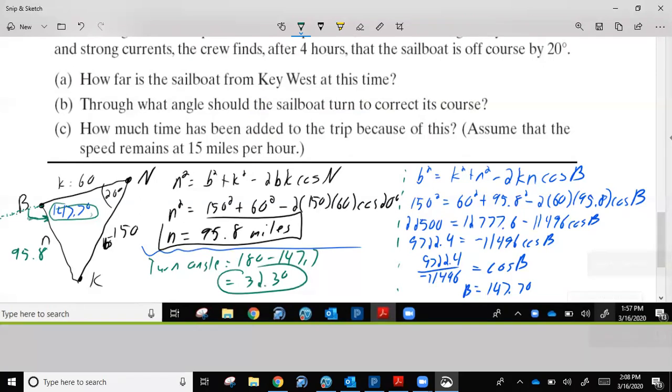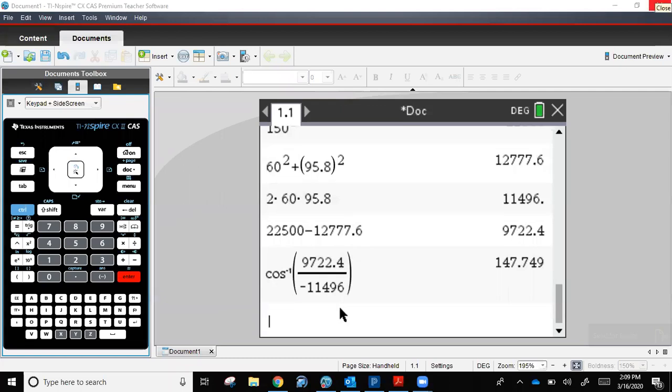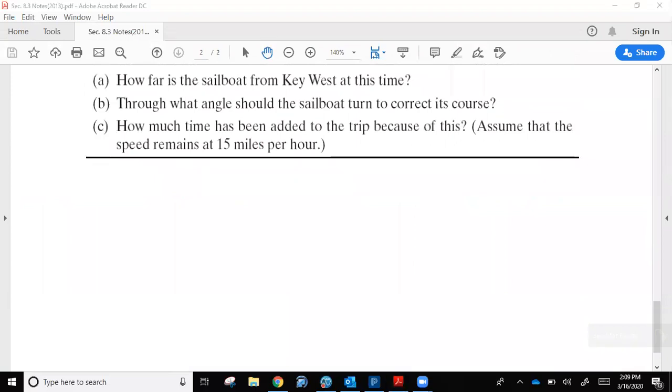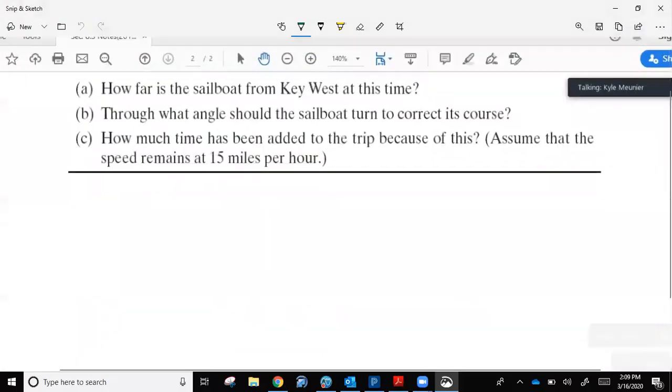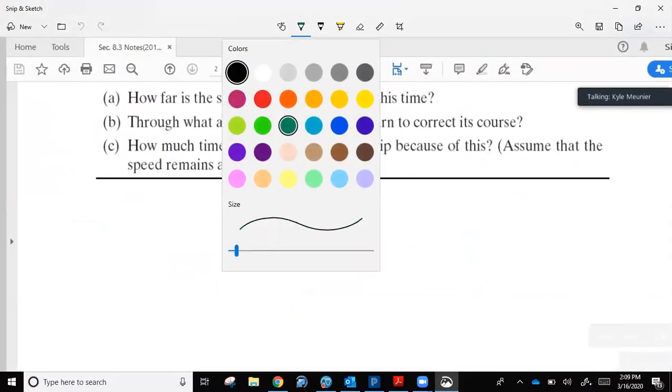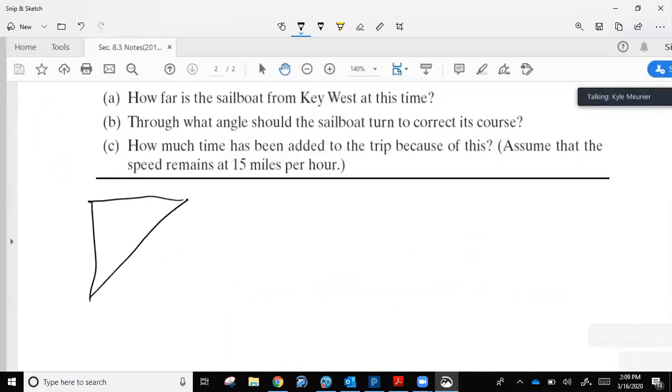Then part C, how much time has been added to the trip because of this? Assume the speed remains at 15 miles per hour. I'm going to clear this out to get space back on my screen. So again, here we go. And we have a triangle. N, K, B for boat. We had 147.7, 20, 150, 60, and 95.8.